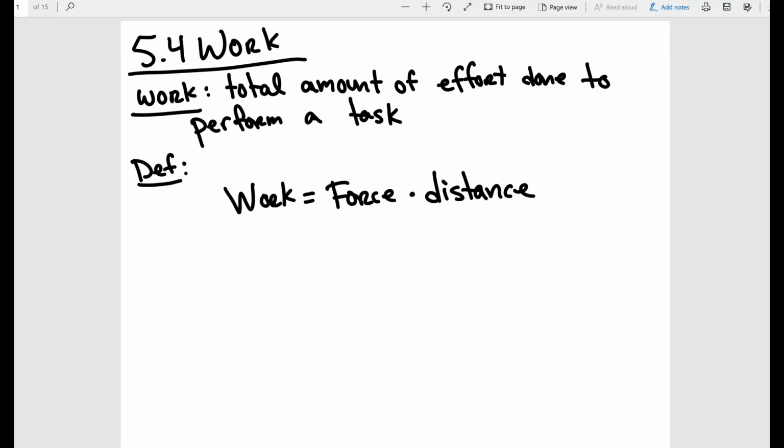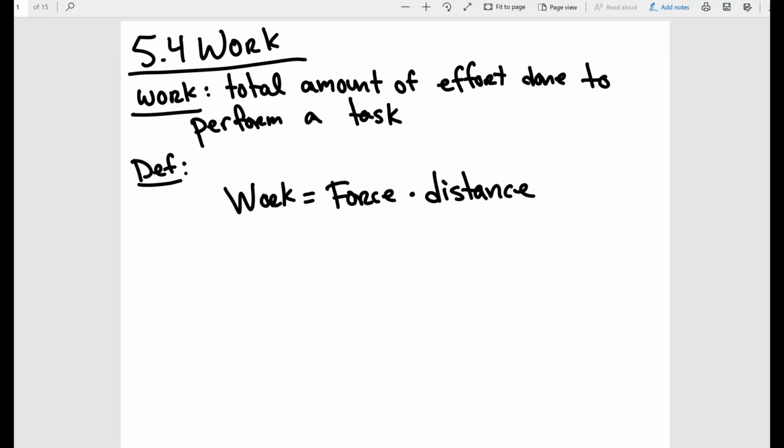In this video, we are going to talk about work. So work is basically the total amount of effort done to perform a task. And basically us knowing what work is in everyday life, that we're doing work, I am doing work, people are doing work, people go to work, and you're basically putting some sort of effort to do something.